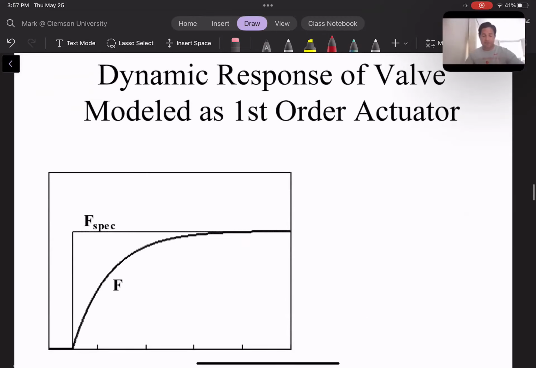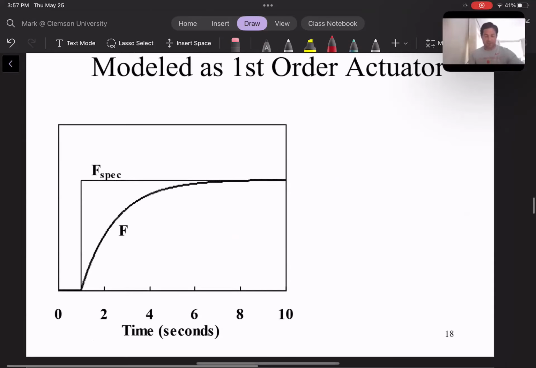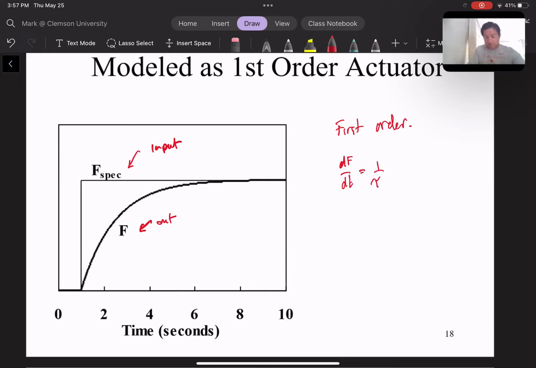Okay, so here's the dynamic response for a valve or a first order process. This is really going to be any first order process. Remember, F specified is the input, F is the output. So in this case, dF/dt equals 1 over tau v times F specified minus F. What's going on in this process is that here's our F specified. At time equals 1, the user made a change in F specified from the initial value, F specified 0, to a new F specified.